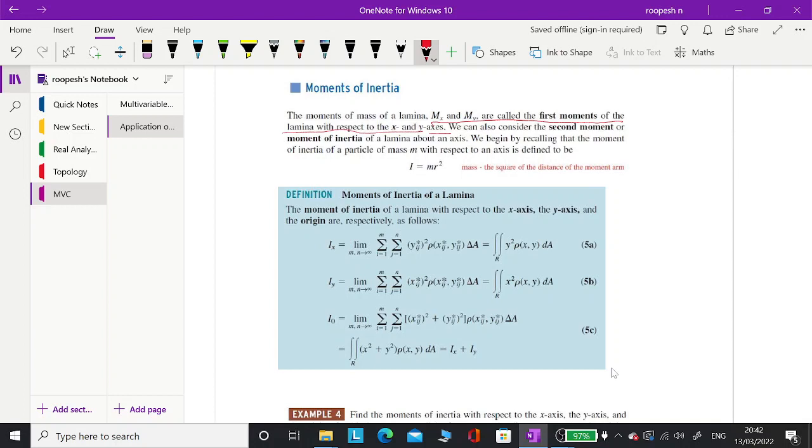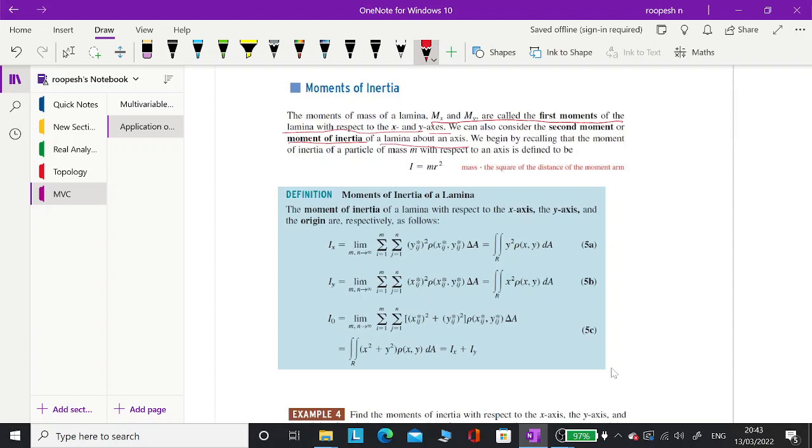We can also consider the second moment, that is the moment of inertia of a lamina about x-axis. So it can be asked that find the second moment. So find the second moment means moment of inertia. First moment means the moment with respect to x and y axes. So ready-made formula is given.